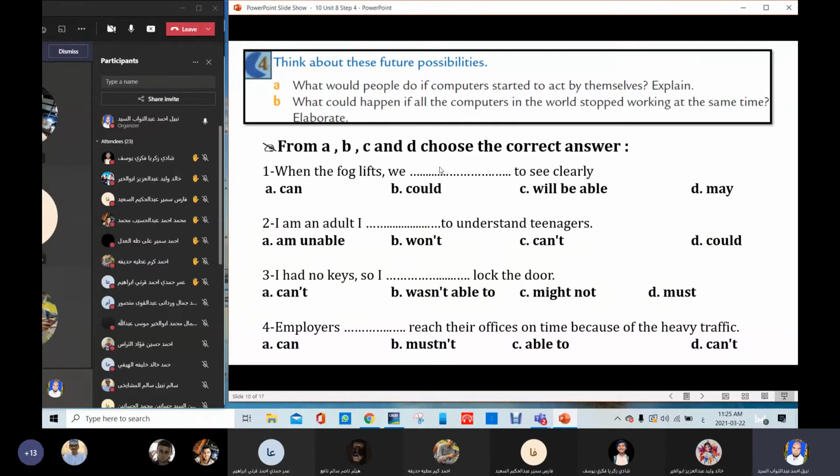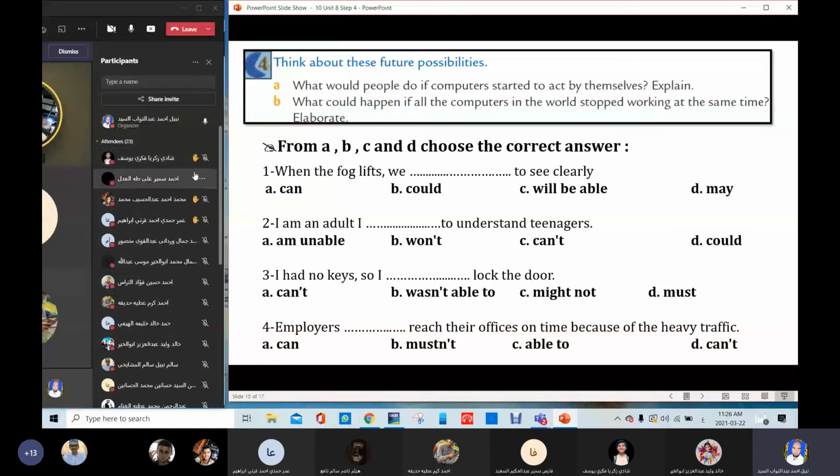Now, from A, B, C, and D, choose the correct answer. Please read the sentence and choose. Hands down. You can raise your hand up if you want to answer. Please, hands down. Read the sentence and choose the correct answer. From A, B, C, and D, choose the correct answer. Please, hands down. Lower your hand, all the class. If you want to answer, raise your hand up.